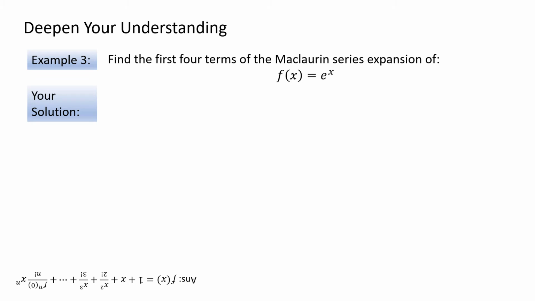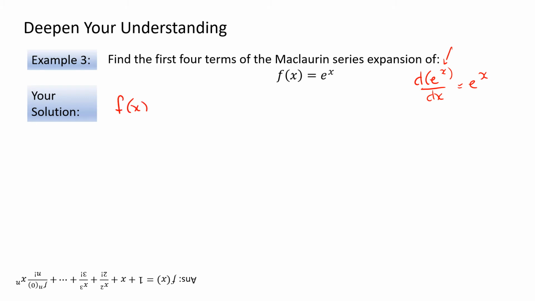Remember, e to the x is going to be an easier one because the derivative of e to the x with respect to x is simply e to the x, okay? Because the derivative of the exponent x is just 1. So its derivative is the same function, okay? So knowing that, we can start by writing out our Maclaurin series.